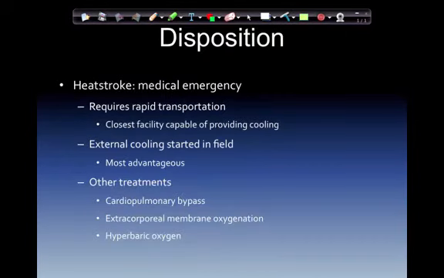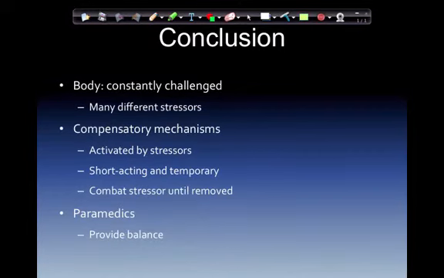Disposition: heat stroke is a true medical emergency. It requires rapid transport to the closest facility capable of providing cooling. External cooling started in the field is most advantageous to the patient. Other treatments: cardiopulmonary bypass, ECMO or extracorporeal membrane oxygenation, and then hyperbaric oxygen. ECMO especially pulls the blood out and allows it to cool a little bit in another device. It also would help with oxygenation. Very simply, the patient has multiple increased demands because of the increased heat production of the body.